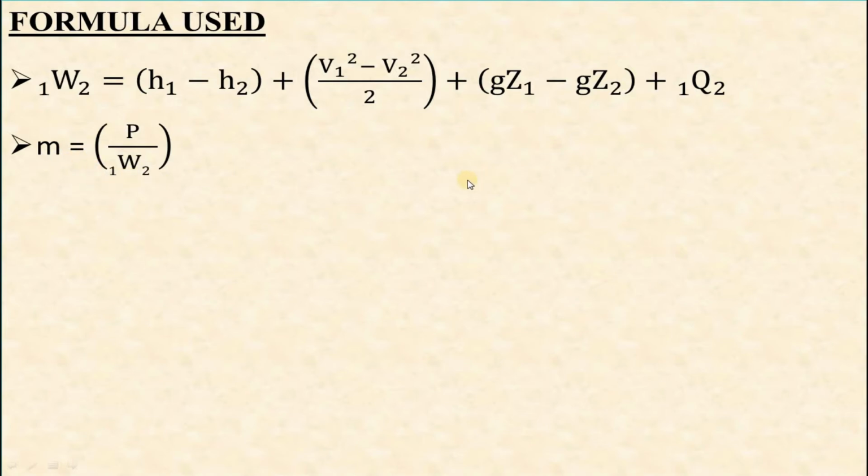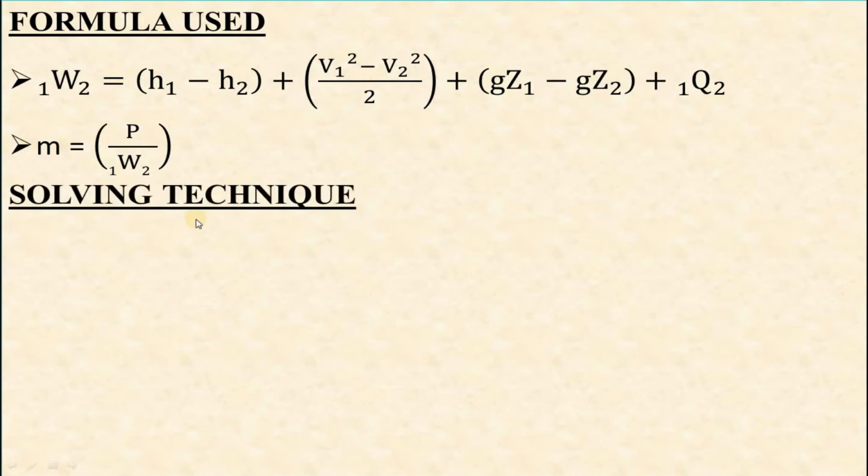In this first formula, the values of H1 and H2 are unknown. Here H1 is the initial enthalpy of the steam and H2 is the final enthalpy of the steam. After finding these two values, we get the value of work output, which is nothing but 1W2. After getting the value of work output, we will substitute it in the second formula, that is m is equal to P by 1W2. So thereby we will get the value of steam flow rate. Now I will move to the solving technique.